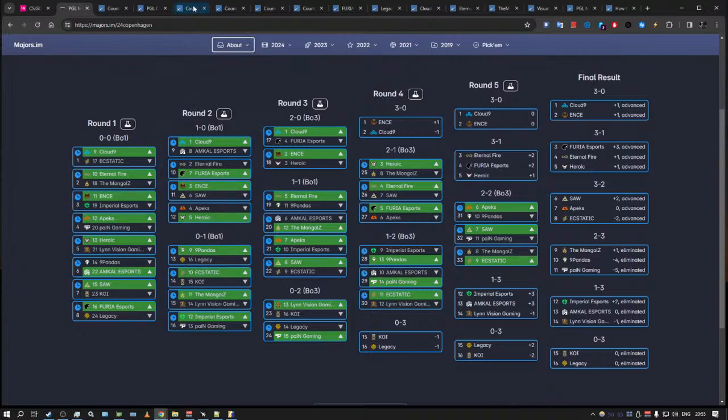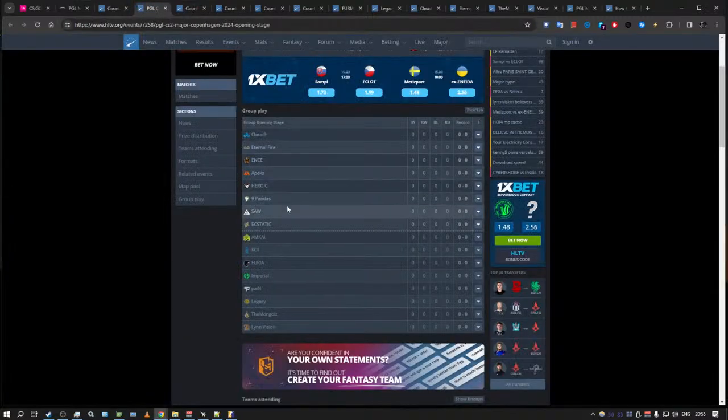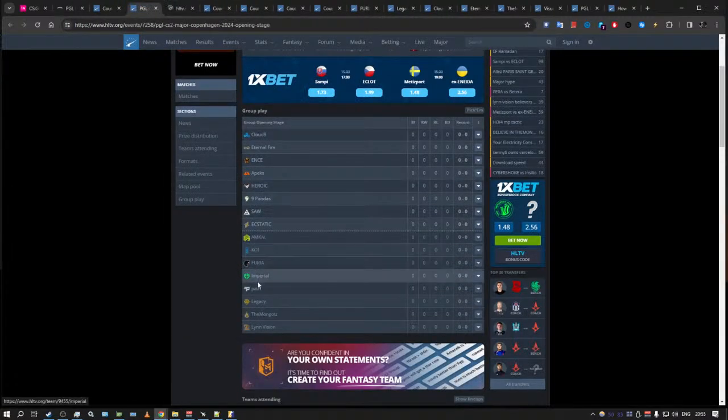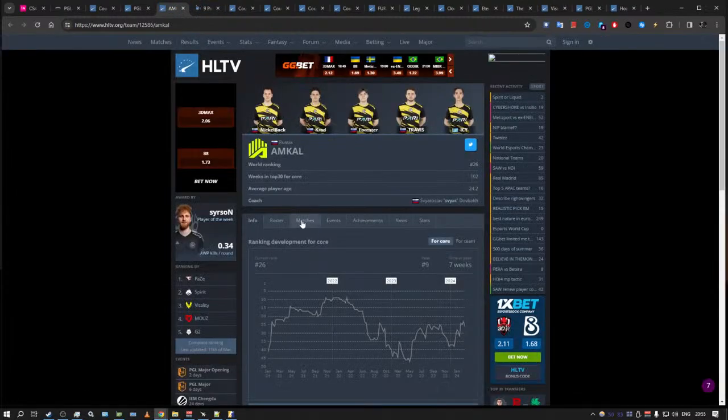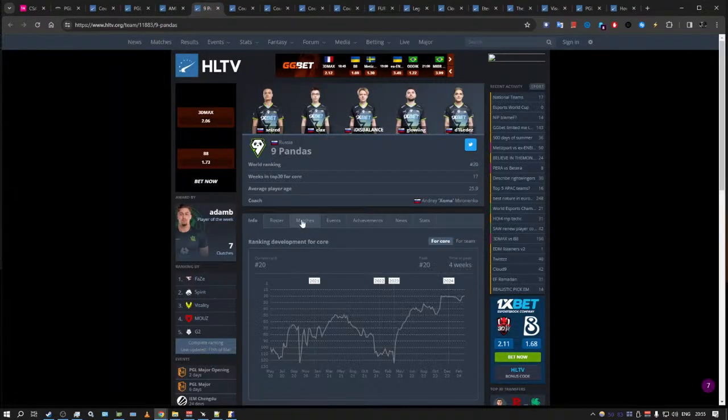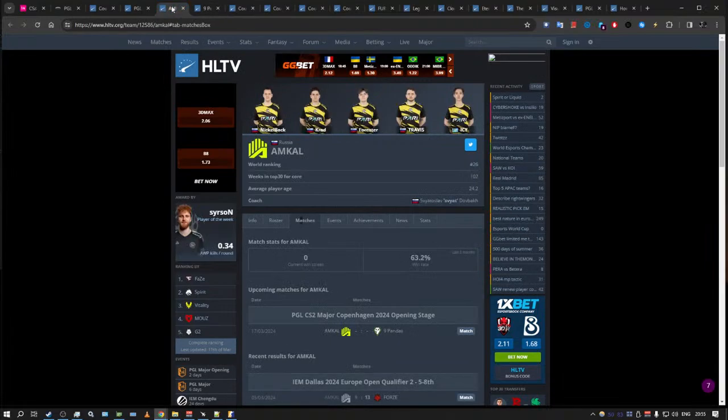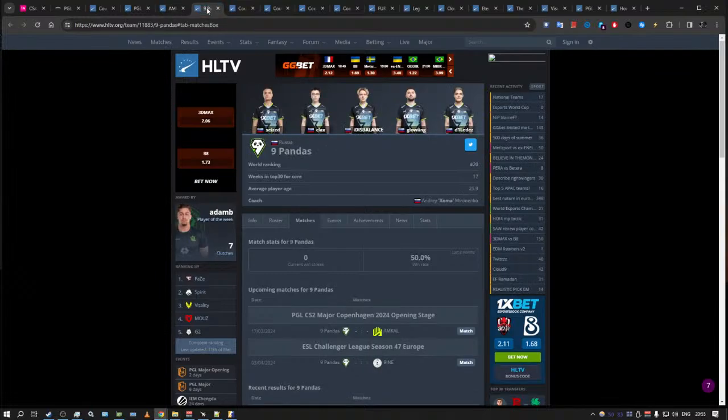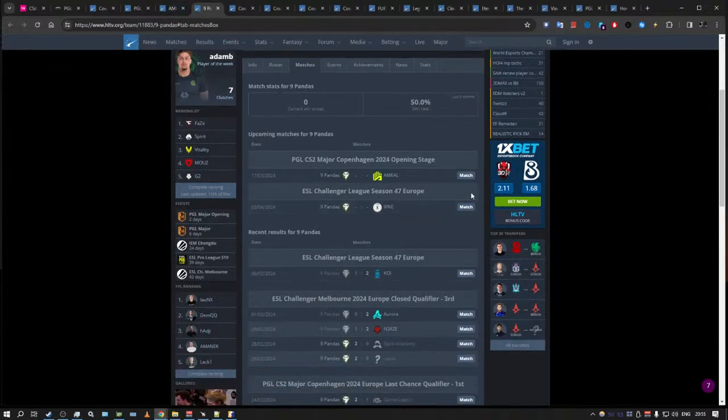Well, 9 Pandas and Amkal, right? Let's take a look at them. 9 Pandas. Where are they? Here they are. 26 ranked, and these are 20 ranks. I mean, Krad, Forrester, Nickelback, they've been playing for so long. But then I just balanced and sees like sort of as well. Hmm.